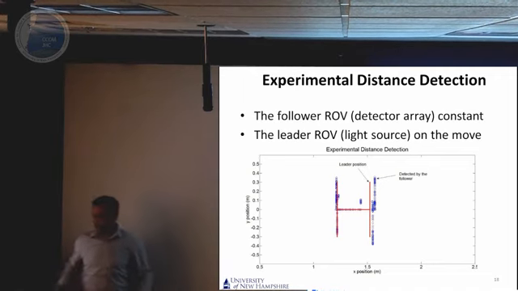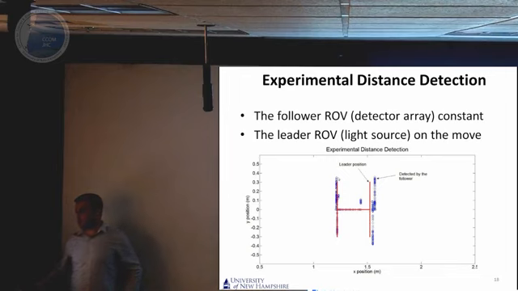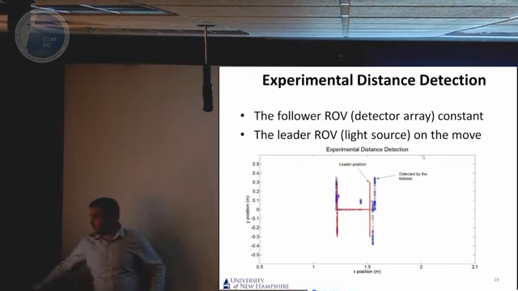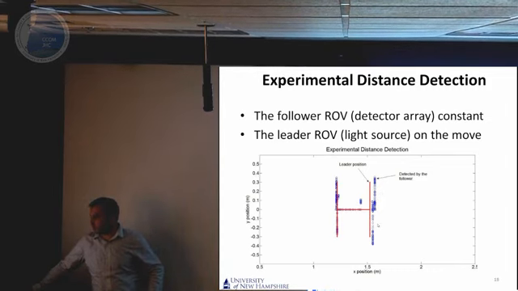The light source pattern is red here. Basically, we drew the shape of an H ladder. And what we see in the blue is the determined position of the leader in terms of the follower. So that's how the follower is interpreting the motion of the leader. We can see there are several discrepancies here, but overall it's detecting it pretty nicely.